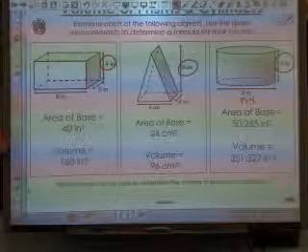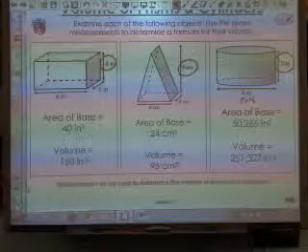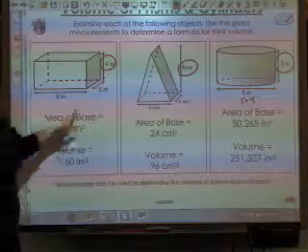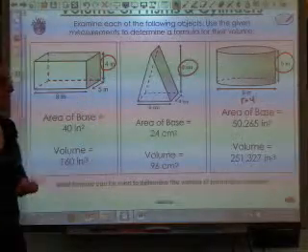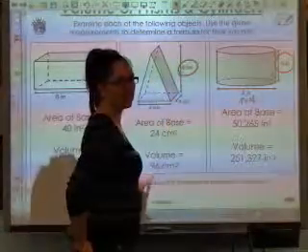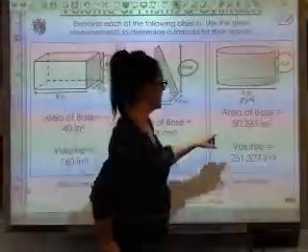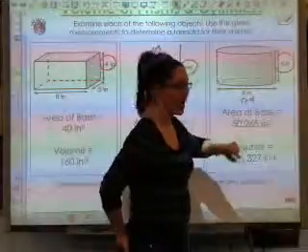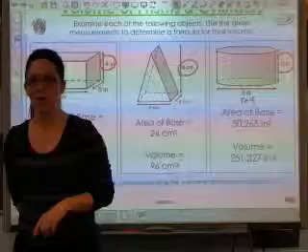What did you notice? What I'm hoping that you noticed is if you go 40 times 4, you get 160. 24 times 8, you get 96. 50 times 5, you get 250.